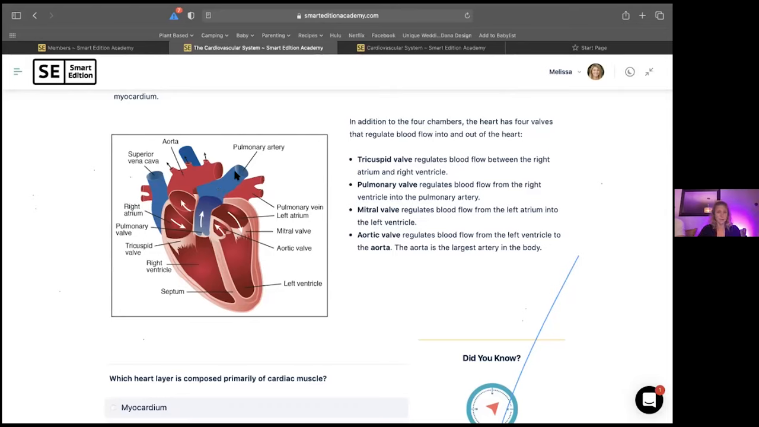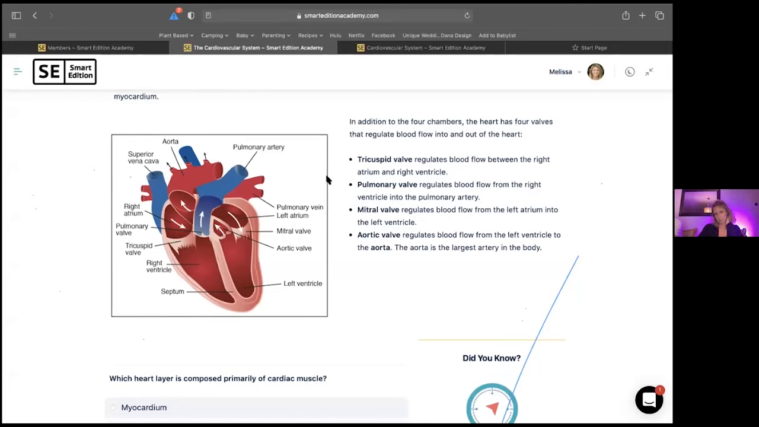Once it goes to the lungs and comes back to the heart, we have the mitral valve, which regulates blood flow from the left atrium, right here, into the left ventricle. So this is the mitral valve. And then we have the aortic valve, which is right here. This regulates blood flow from the left ventricle to the aorta, the largest artery in the body, carrying blood away from the heart with oxygen.